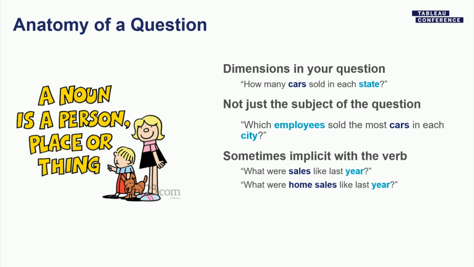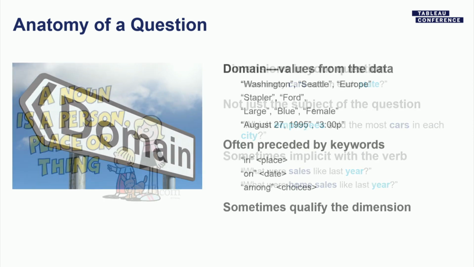Sometimes some of these nouns are implicit with the verb. So what were sales like last year? I really mean what were home sales like, or maybe what were car sales like. So sometimes we have words that are implicit that we need to bring in to really clarify our question. We'll talk about that a little bit. So our nouns are important.